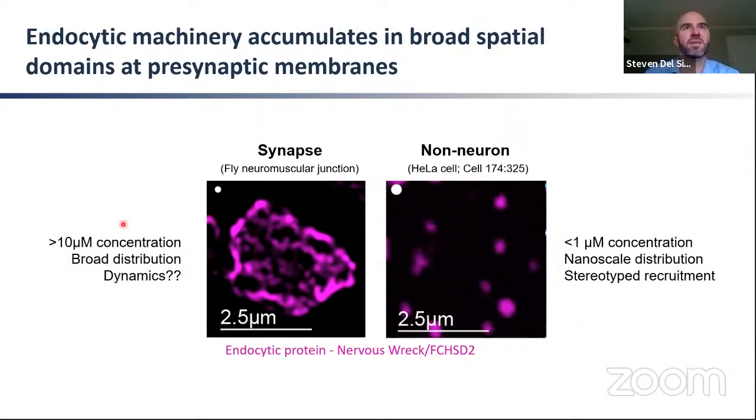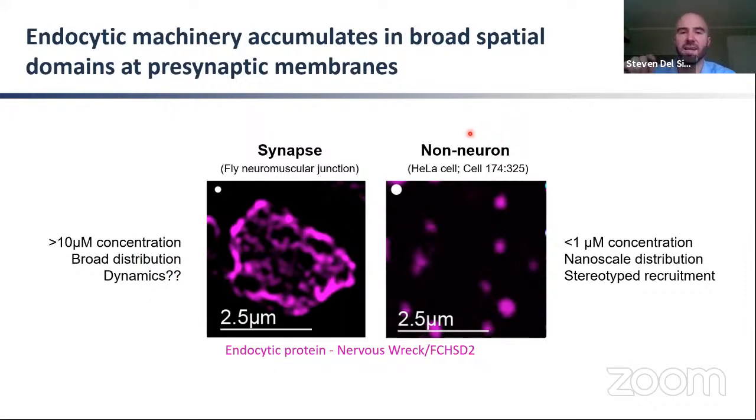So in addition, at synapses, and this is true not of simply the fly neuromuscular junction, but other synapses, and this has been measured both by imaging and by proteomics, endocytic machinery accumulates at very high concentrations at synapses, so over 10 micromolar, almost universally. And then this may contribute to its very broad membrane distribution. But it's really completely unknown what the dynamics of these proteins are at these synaptic membrane domains.